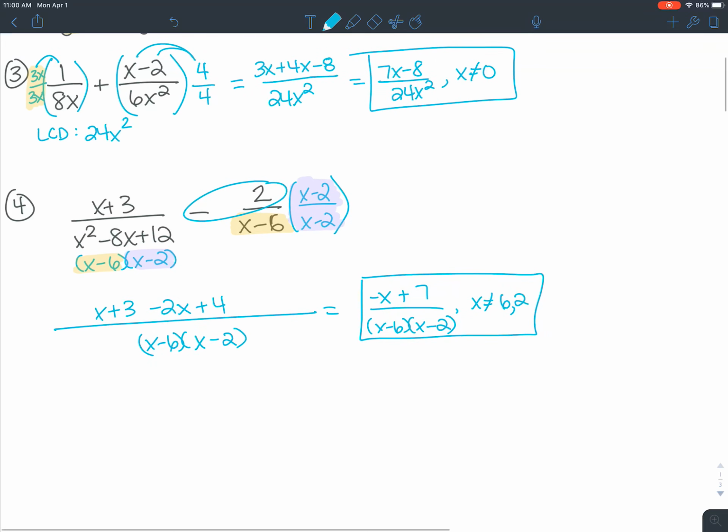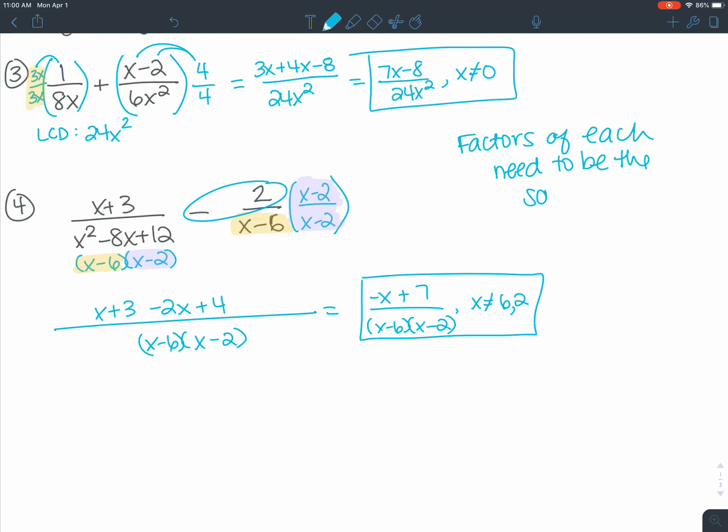The important thing to remember is when you're finding that lowest common denominator, look at the factors of each and then see which ones are missing. And so the factors of each need to be the same. So you might need to increase the factors, which is why we multiply by something. Sometimes we only multiply one fraction, sometimes we multiply both. It really just depends on the problem.